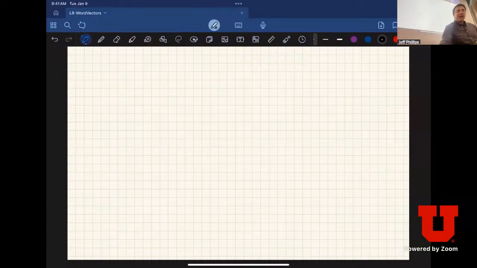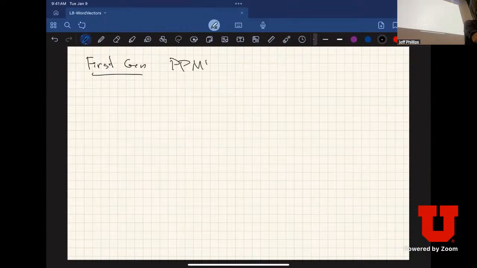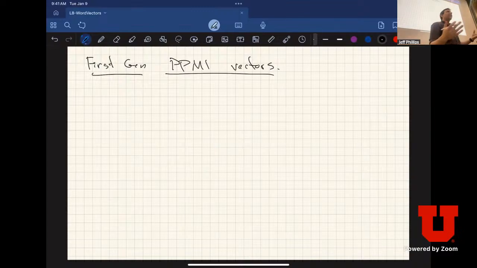I'm going to start out with the first generation that did not really work much in practice, but the first gen, I'll call these PPMI vectors. And this was more used as a concept of what it should be than actually making a big difference in practice, because these were not very practical to do.